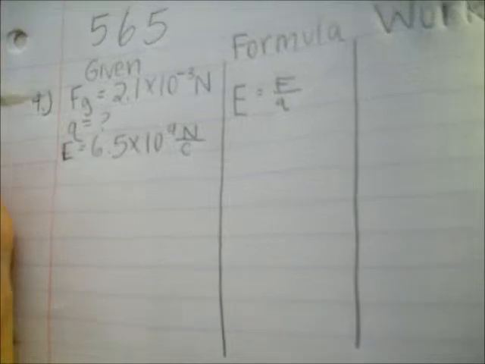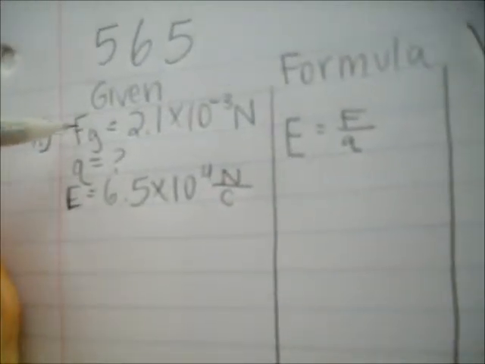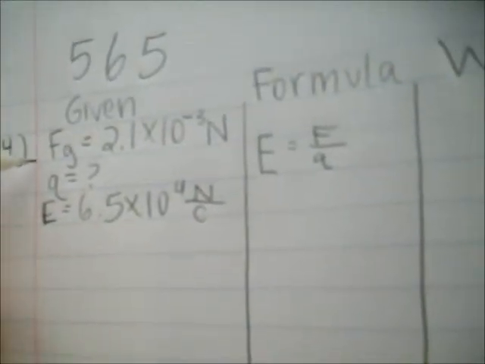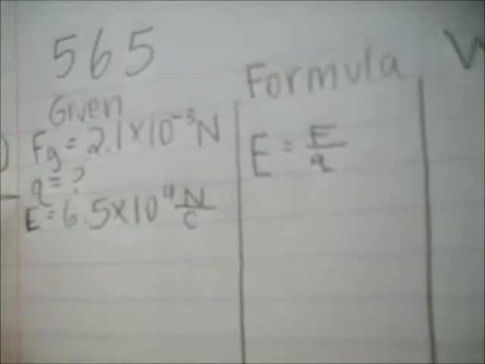Okay, so we have the weight, the force of gravity, which is 2.1 times 10 to the negative third newtons. We're trying to find the charge, and then we have the electric field, which equals 6.5 times 10 to the fourth Newton per coulomb. The formula we're using is electric field equals force over charge.